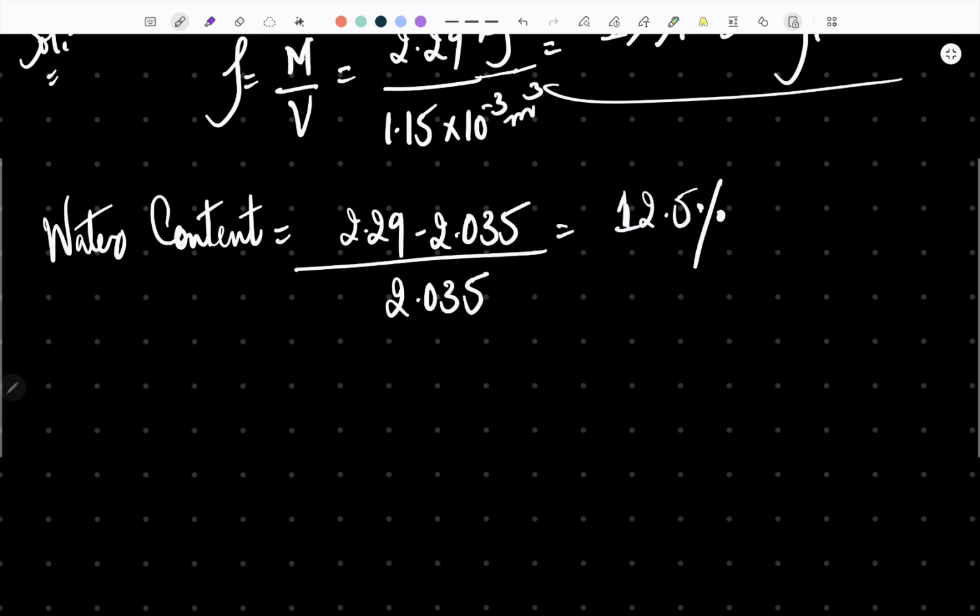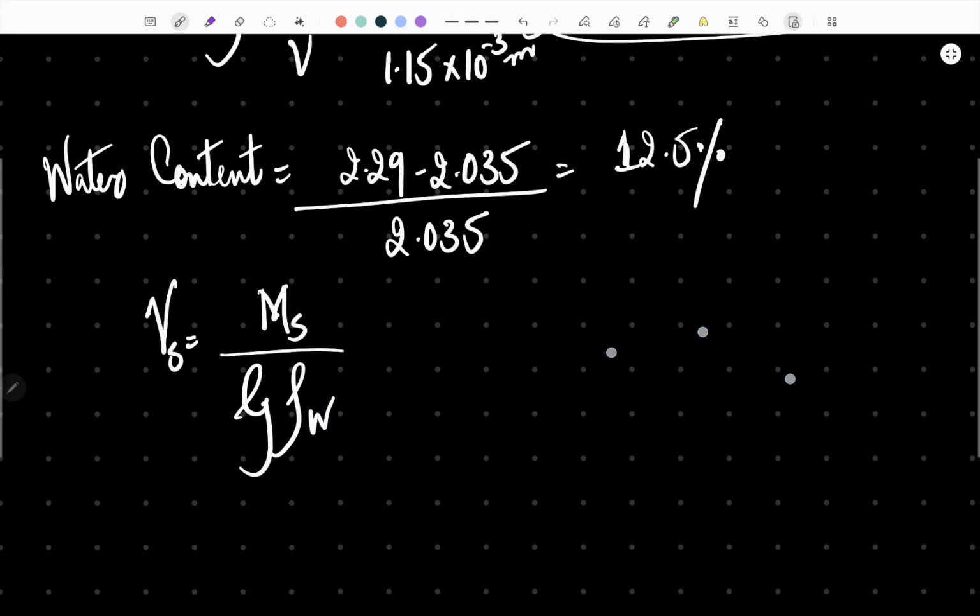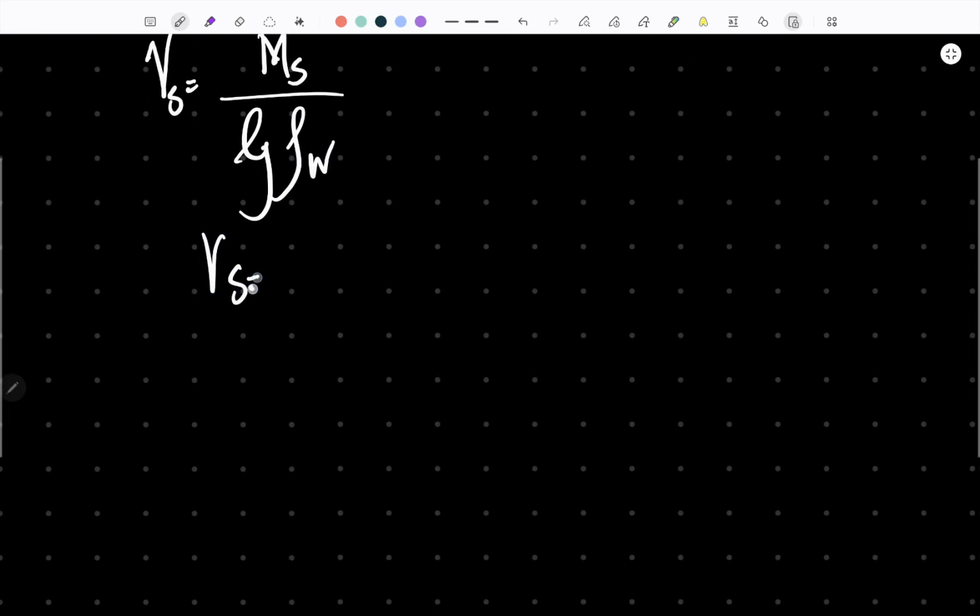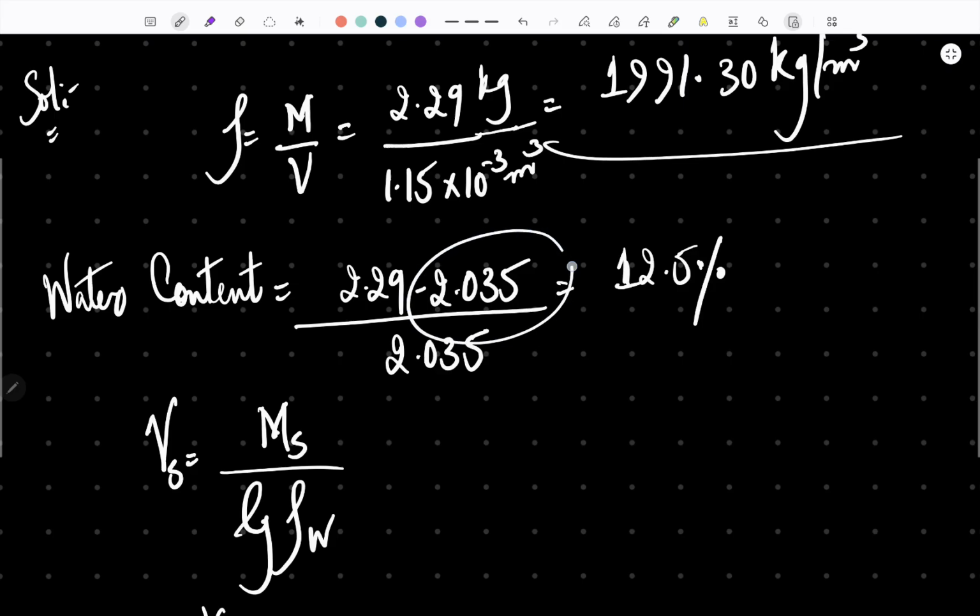All right, 12.5%. Now I'll be finding the value of volume of solids. Volume of solids, as you know, is Ms divided by G times the density of water. So volume of solids is equal to mass of solids, which is how much? This much.